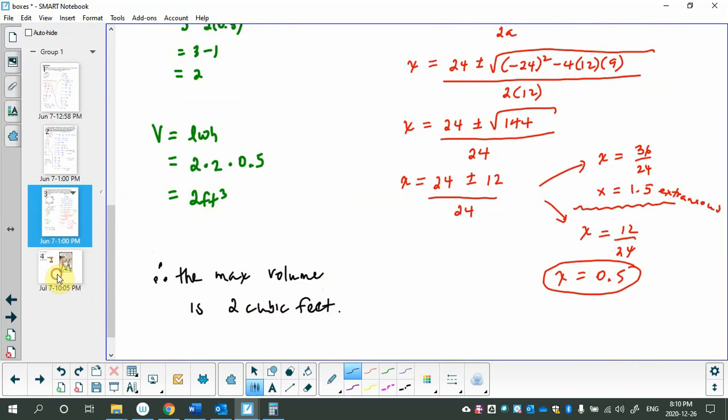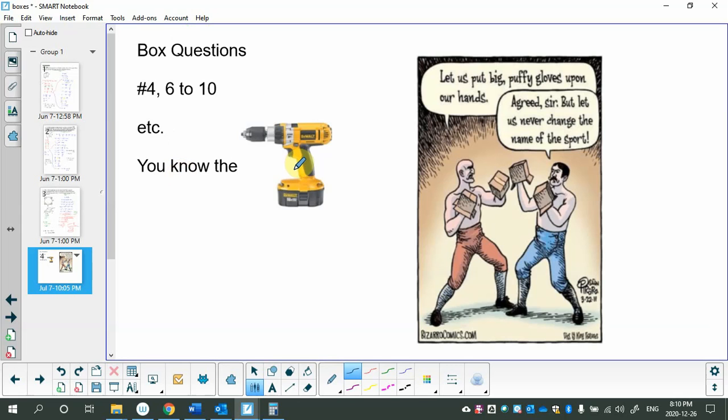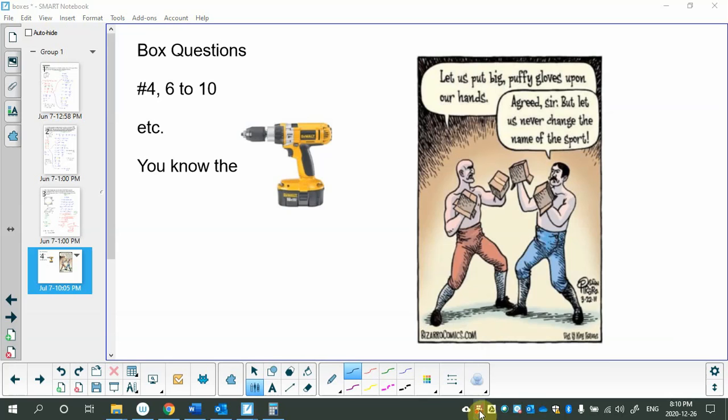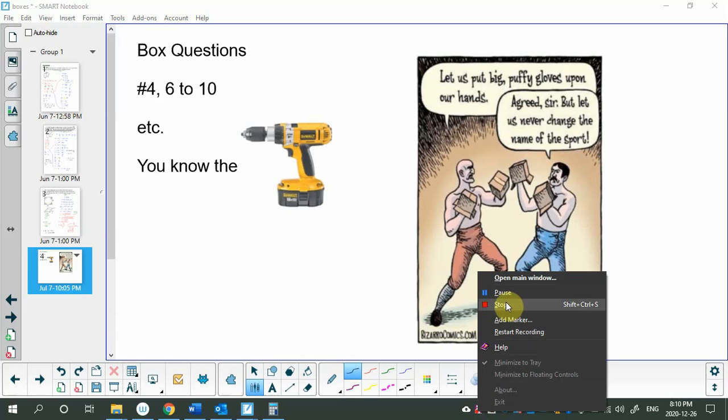So, you know the drill. This is funny. Box questions are in that booklet, so number 4, number 6 to 10. The booklet is on the Google site, and if you're in the class, you actually have it. So that is all for box questions. We'll come back and do one more type, and that is the field and poster problems.